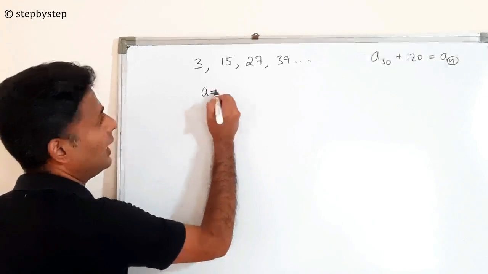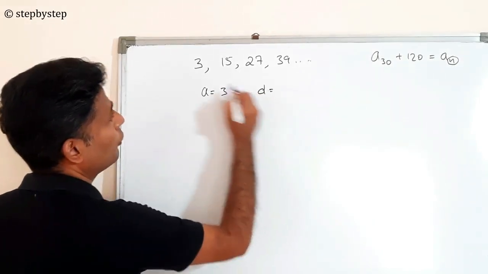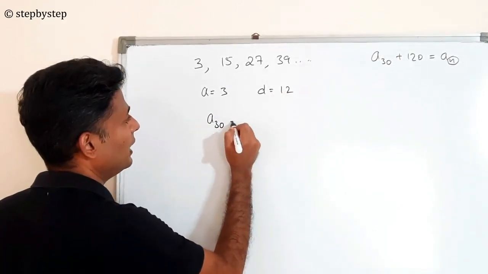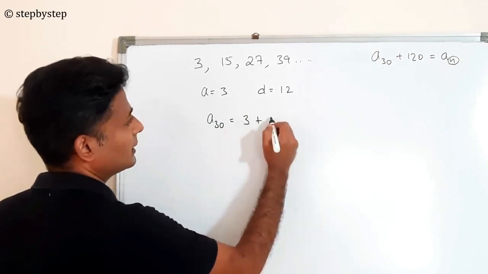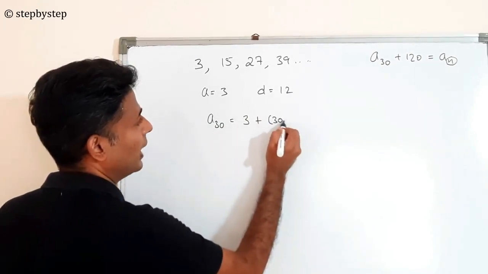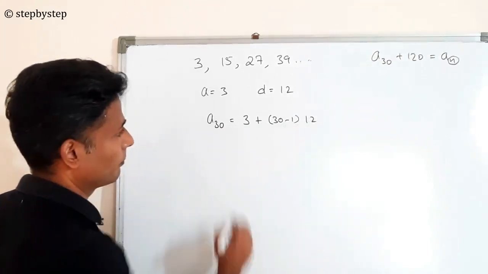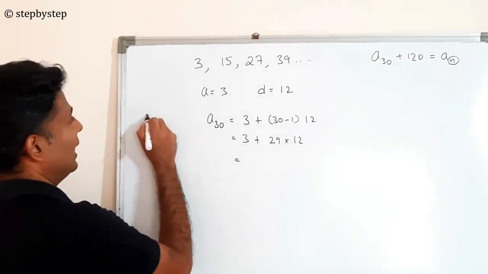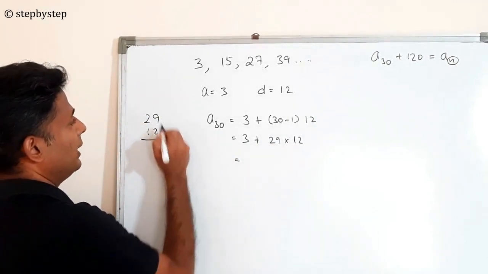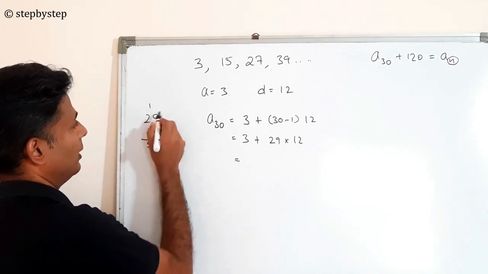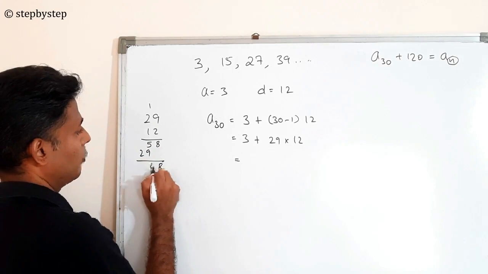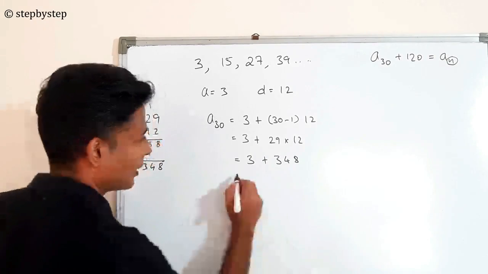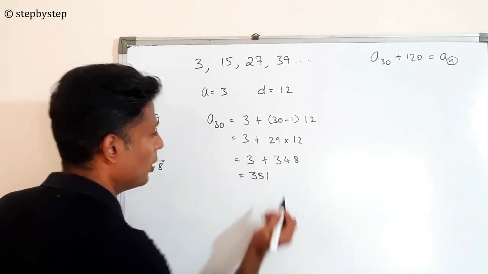Now from the AP we have A equal to 3, D equal to 15 minus 3, that is 12. So A of 30 will be equal to A, that is 3, plus n minus 1, that is 30 minus 1, into 12. This is equal to 3 plus 29 into 12. We'll do 29 into 12 here. 2 nines are 18, 2 twos are 4 plus 1 is 5, so it's 348. So it is 3 plus 348. So we get A of 30 as 351.